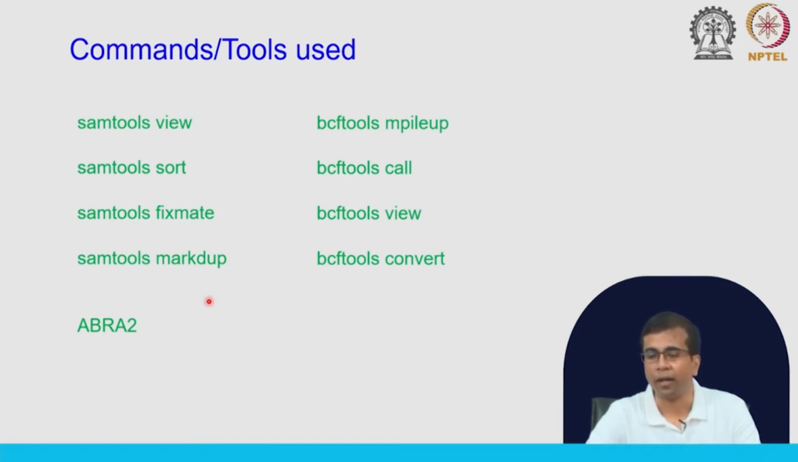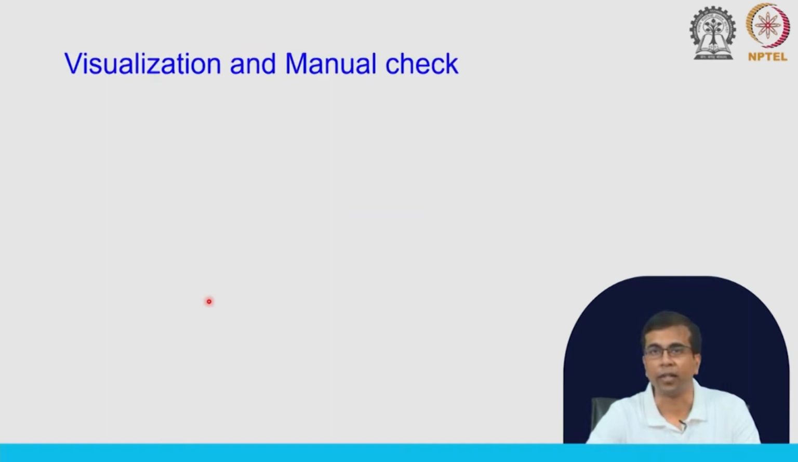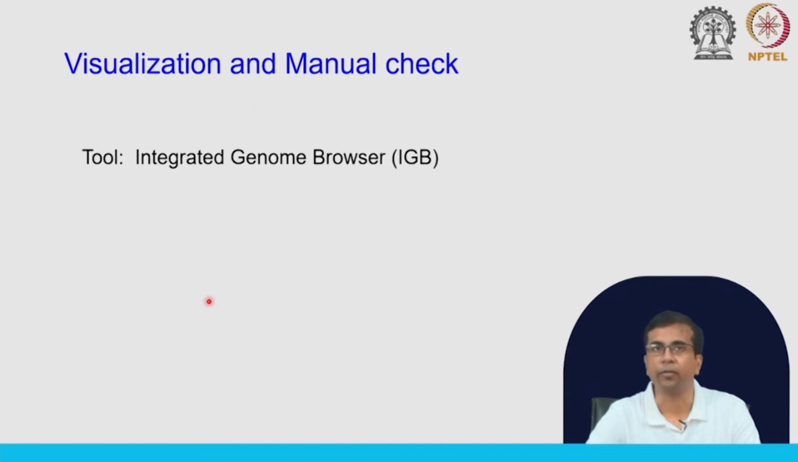So, what is remaining now is looking at the data and also doing a visualization and a manual check, right, whether the variants that are called are correct or not. Okay. So, for that we will use this tool called Integrated Genome Browser, or IGB. It is a free tool you can download and install on your system, and you can load these results and visualize them.